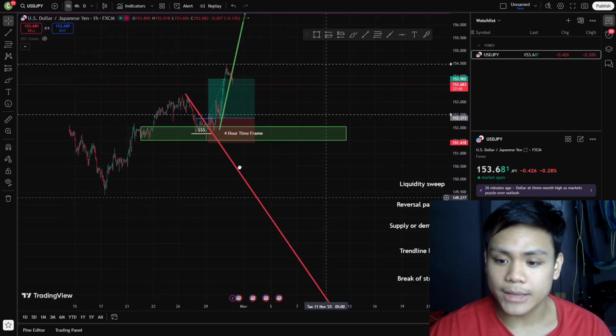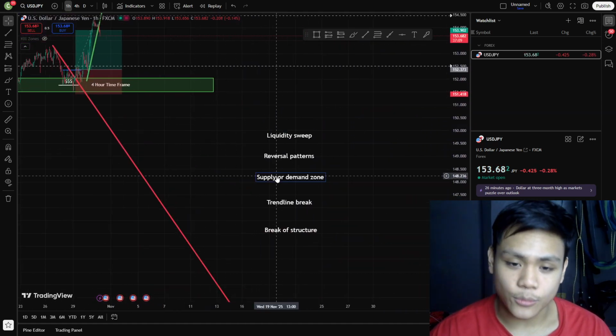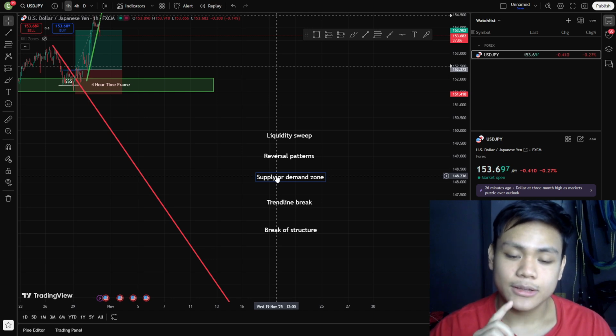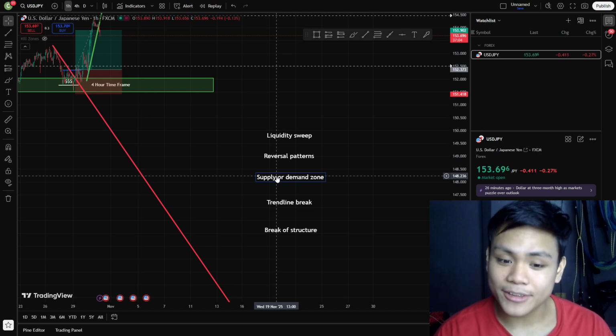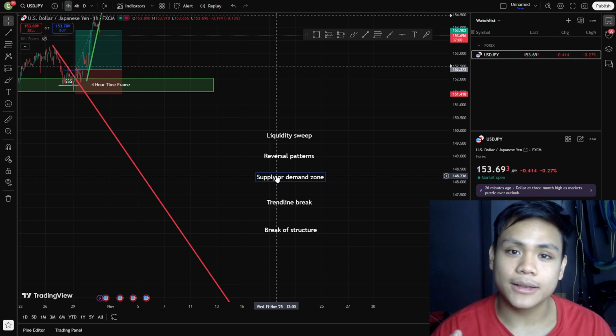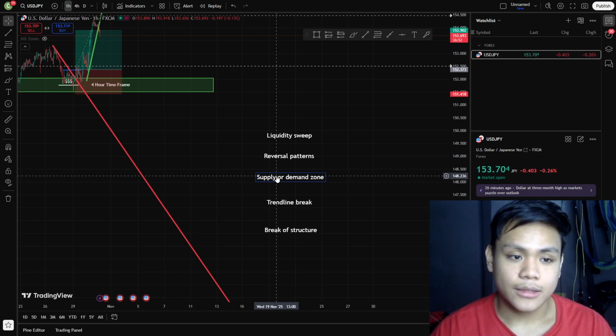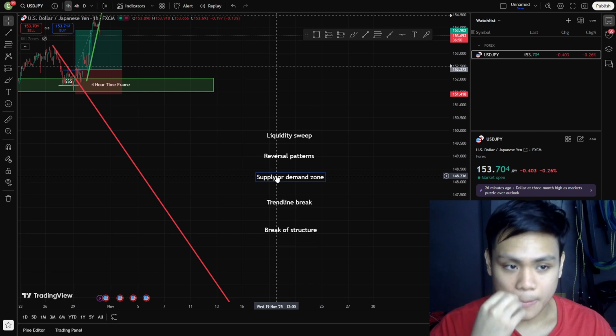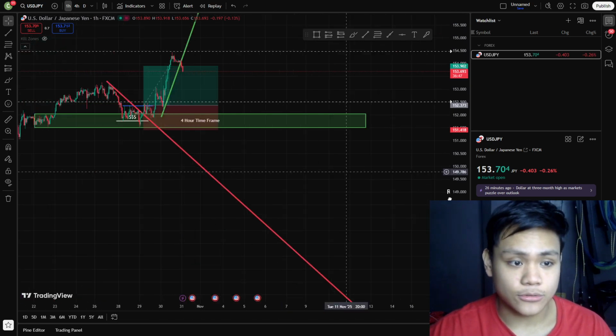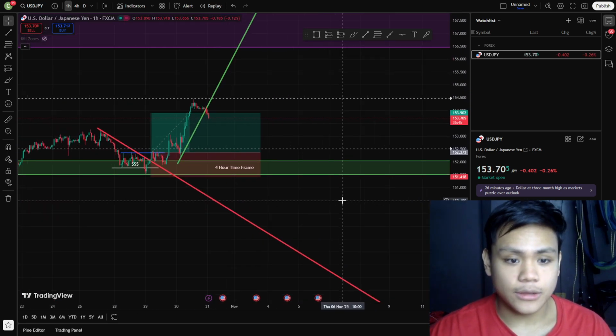So I will combine this strategy right here: liquidity sweep, reversal patterns, supply and demand, trend line break, and break of structure. And I'll also be combining the MATE strategy. MATE's acronym: M for market direction, A for alignment, T for timing, and E for exit. So let's do the MATE strategy.